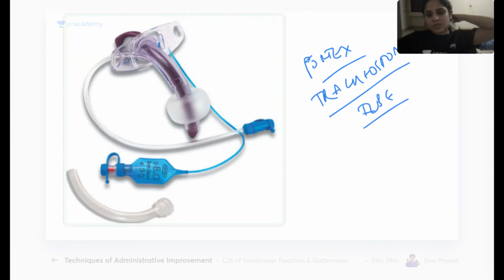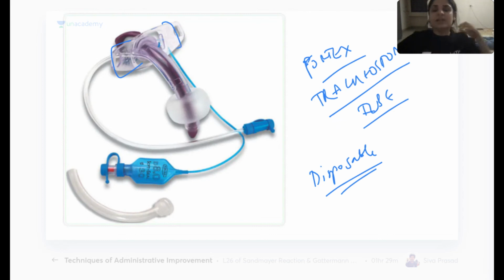Okay, so this is your Portex tracheostomy tube. The Portex tracheostomy tube is a disposable type of tracheostomy tube. Okay, everyone wants options. All right, everyone wants options in life. This flange will lie somewhere at the neck. This part will go into the trachea. And this has a balloon over here, which helps in maintaining the position in the trachea.